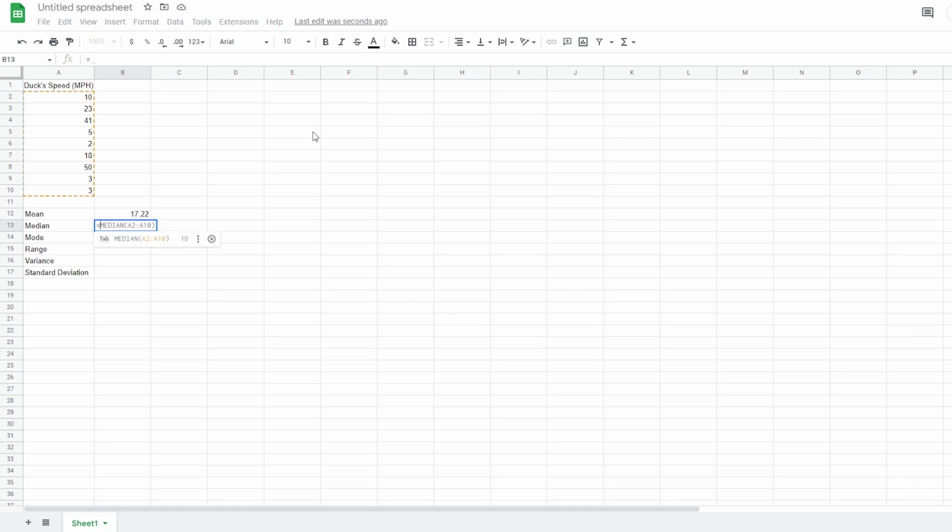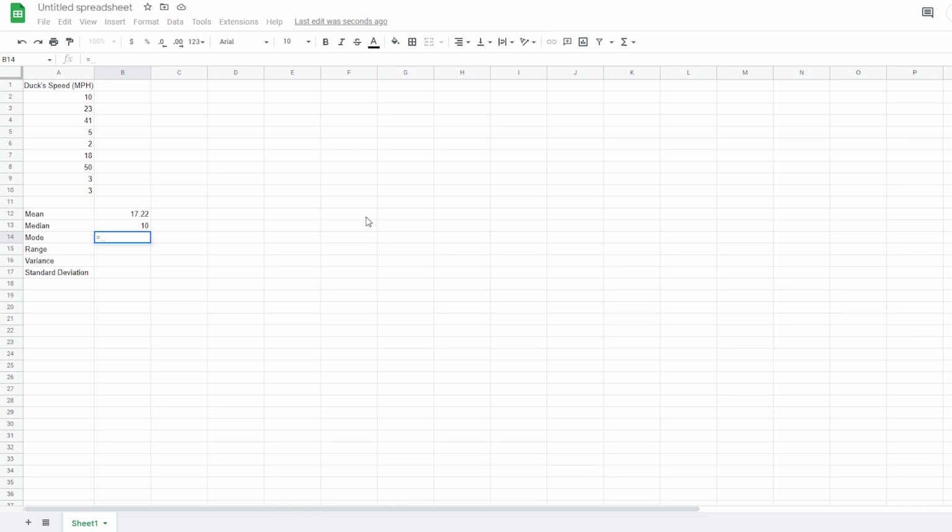Now for median, don't get it mixed up with the mean, okay? Median is basically what is the middle number, straight up. What is the middle number, okay? Not what's around it. What is the middle number of your data? So you put equals, then median, parentheses, then you highlight everything again. The middle number for my data set is straight up 10. That's how simple it is, okay?